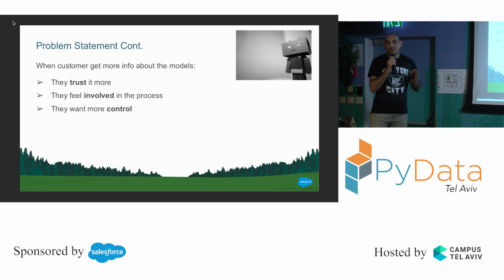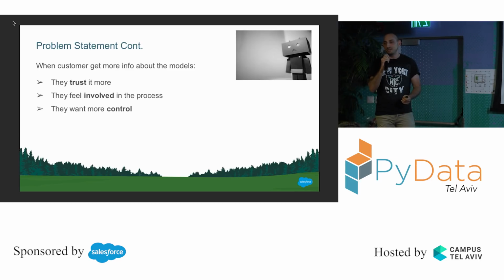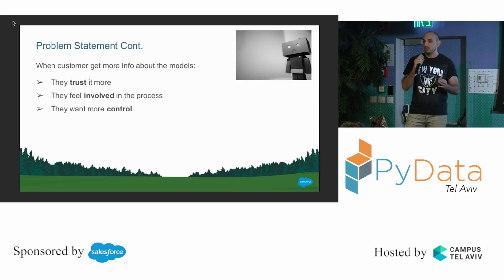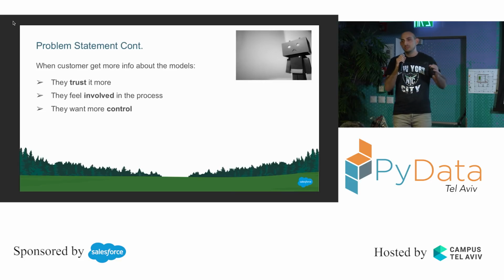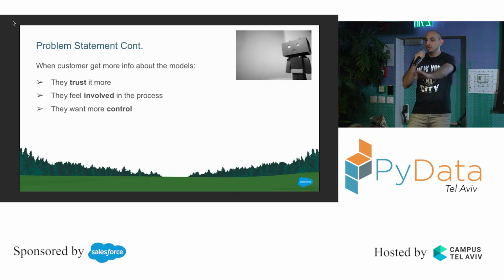There is also not necessarily a positive side effect that they will want more control. So when you are telling the customer, hey, I took this decision based on the fact that I see the opportunity or the deal is from a certain geographical area, many times the customer will come to you and say, hey, don't use that field. I know better, it's not relevant. So you also need to take this into account.